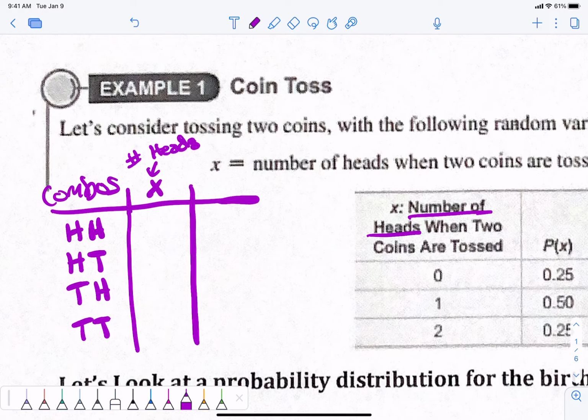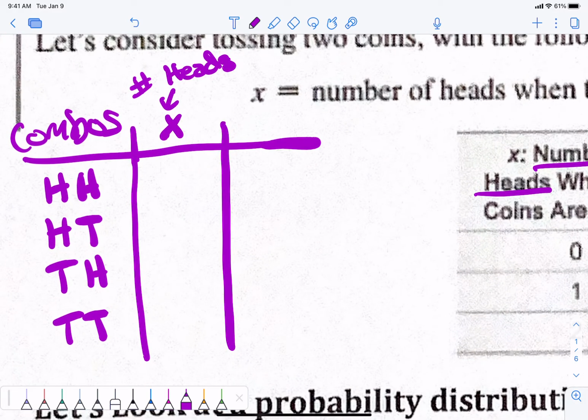So if I'm doing those combos, the number of heads for the first combo, that x value would be 2. The x value for the second one would be 1. The x value for the third one would be 1 again, that has 1 head, and then the bottom one has 0.